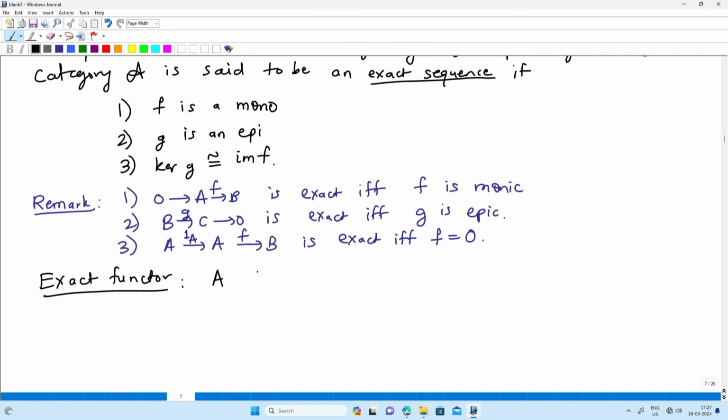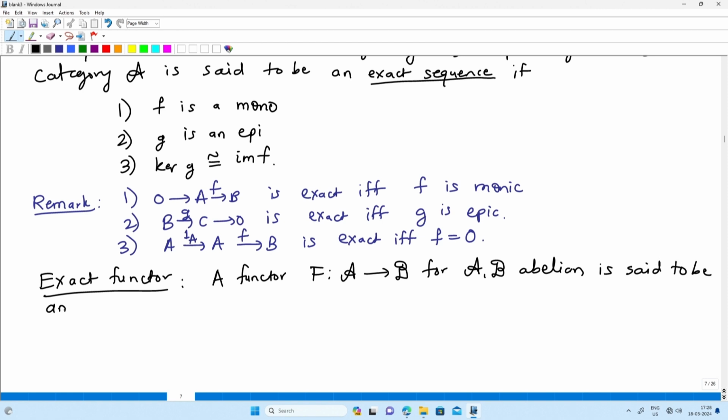So, a functor F from A to B, for A and B abelian, is said to be an exact functor if it takes short exact sequences to short exact sequences. If it preserves exact sequences.